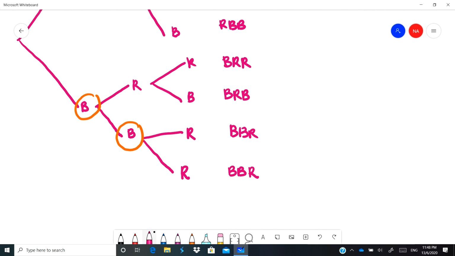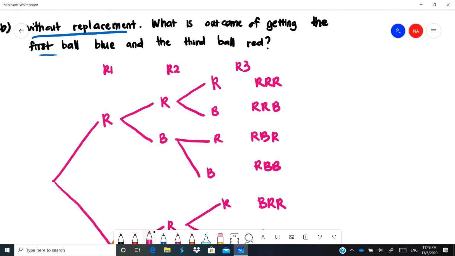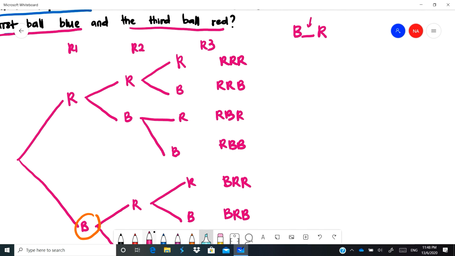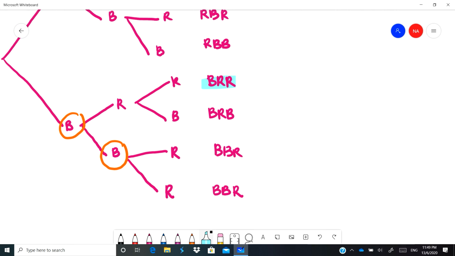Now we are going to calculate the probability. We're going to find the outcome of getting the first ball blue and the third ball red. So we want to find B and then R at the back. What is in the middle doesn't matter, it's either B or R. So find the ones that have B at the front and R at the back.